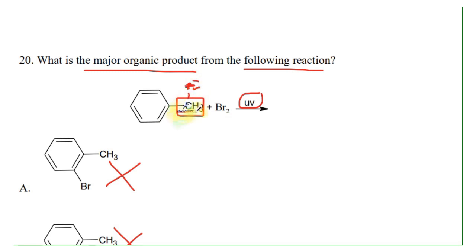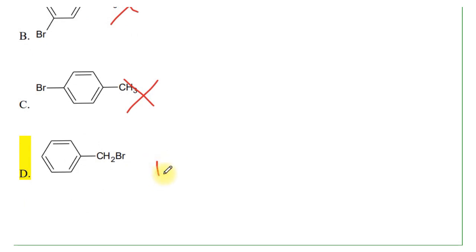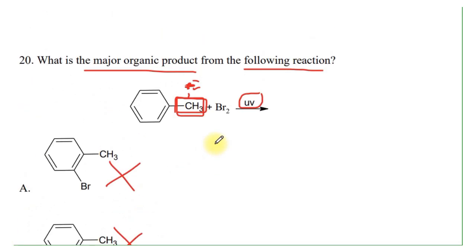The bromine is attached to the outside carbon. The methyl benzylic. Okay, benzylic. What benzylic? Actually this is benzyl chloride. Benzyl chloride will be formed. So this is the answer. Oh, sorry, it's benzyl bromide because it's bromine.